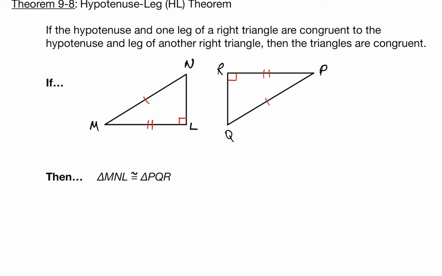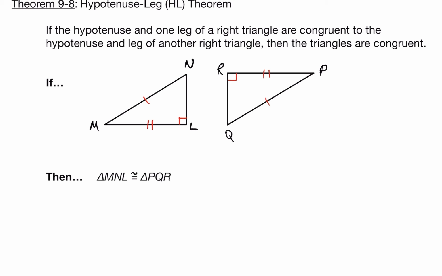So if the hypotenuse and the leg, so one of the legs of this triangle, if both of those are congruent to the hypotenuse and leg of another triangle, so the hypotenuses here are congruent and the legs here are congruent, then we know that both of these triangles are congruent. Okay, so that essentially is the hypotenuse leg theorem.